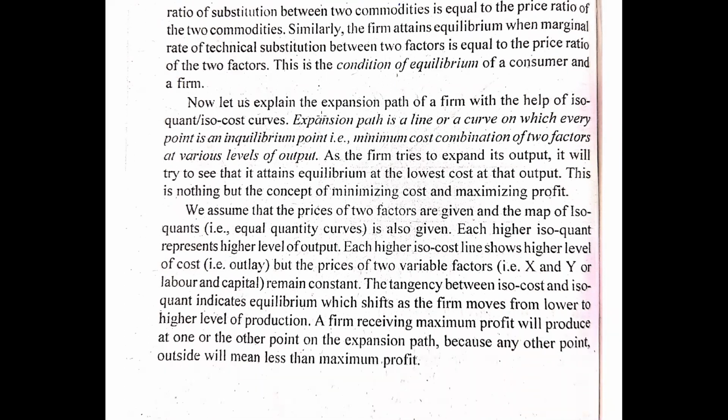Now let us explain the expansion path of the firm with the help of isoquant and isocost curve. Expansion path is a line. See guys, you need to note down these two or three lines, because this will be very important from an exam perspective. Expansion path is a line or a curve on which every point is an equilibrium point, that is, the minimum cost combination of two factors at various levels of output. As the firm tries to expand its output, it will try to see that it attains equilibrium at the lowest cost at that output. This is nothing but the concept of minimizing cost and maximizing profit.